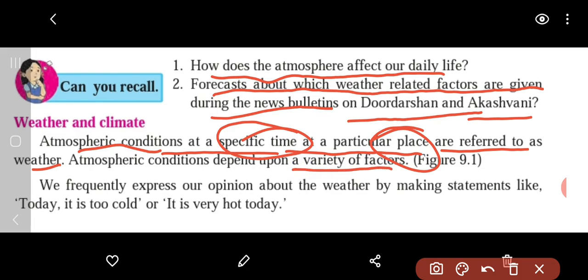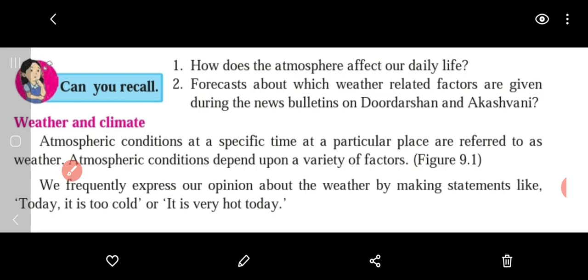So we frequently express our opinion about the weather by making statements like today is too cold or it is very hot today. So when we say something about today's or the current situation, we are expressing something about weather. So weather is for a specific time.